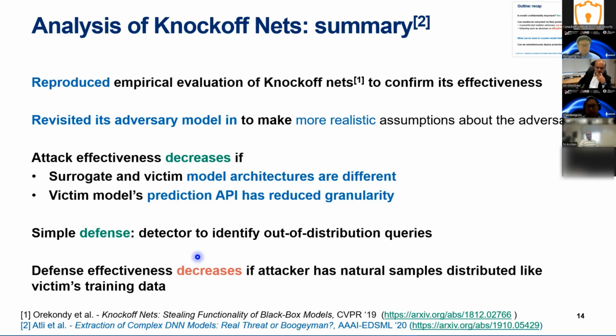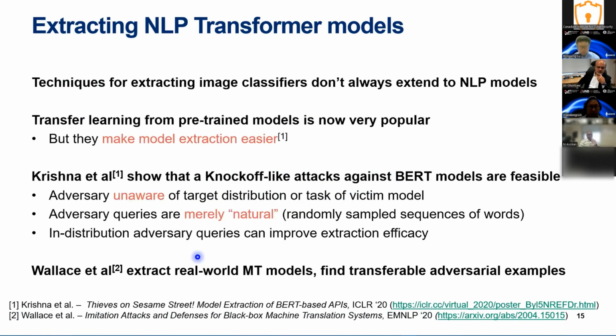So far I've talked about image classification models, and pretty much as is common with machine learning, a lot of the research papers also use image classification. But there have been papers that show that model extraction is not just a threat for image classification. So I'll give a couple of quick examples.